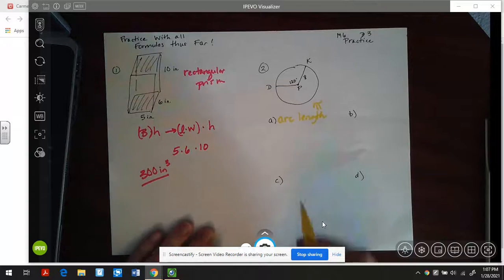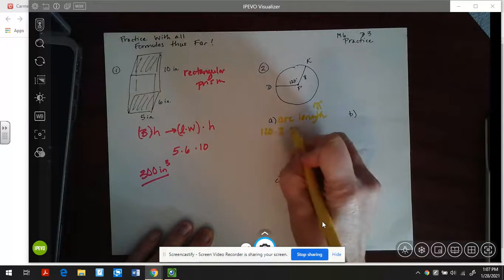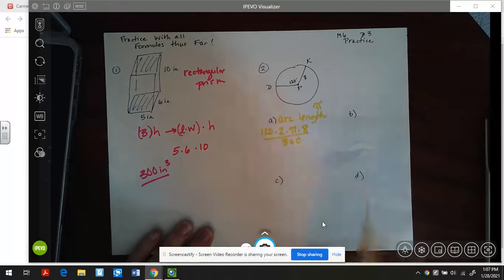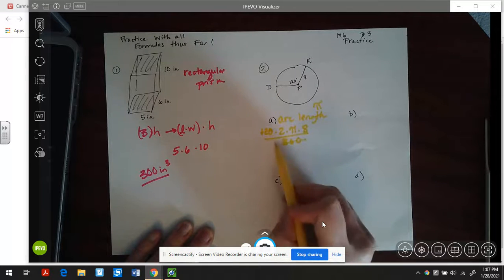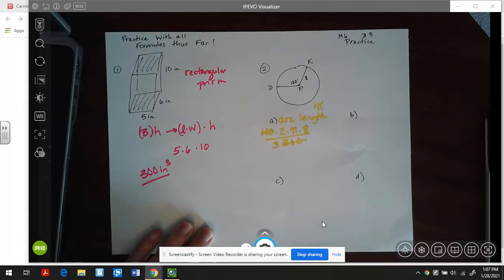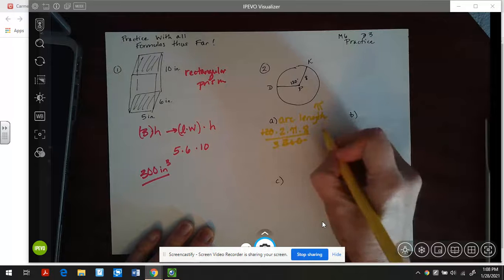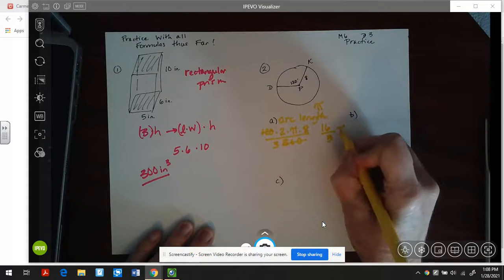All right, the formula is angle times 2 times pi times radius all over 360. I can reduce the 120 and the 360. 120 goes into 360 3 times. I don't see any other reducing. I've got on the top 2 times 8 is 16. On the bottom is that 3, and then there's the pi.